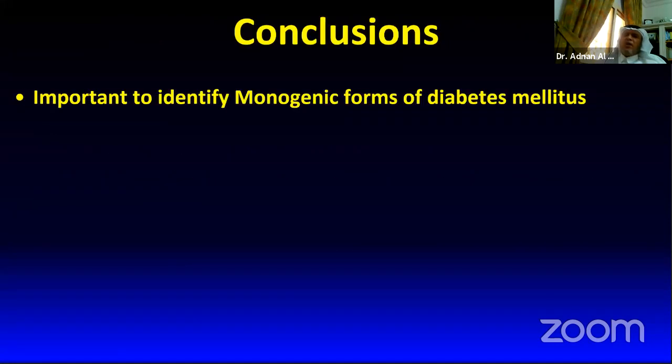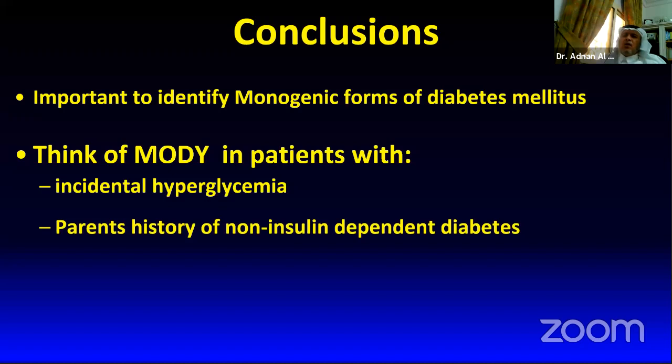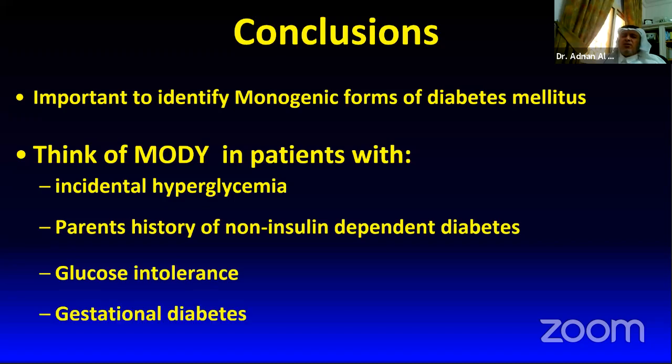So in conclusion of my talk, it's important to identify the monogenic forms of diabetes mellitus, because that will really affect your management decisions. Think of MODY if your patient presents with incidental hyperglycemia, like the first case I presented, or if the parents have a strong history of early onset non-insulin diabetes at around the age of 20 or 22 years of life, or if there is just impaired glucose intolerance, or gestational diabetes.